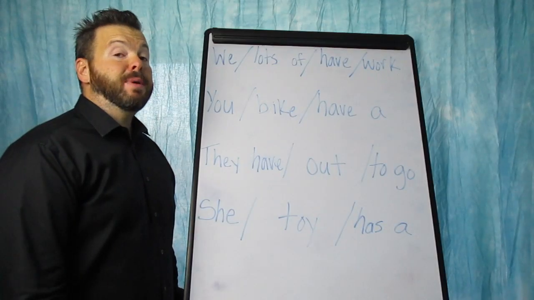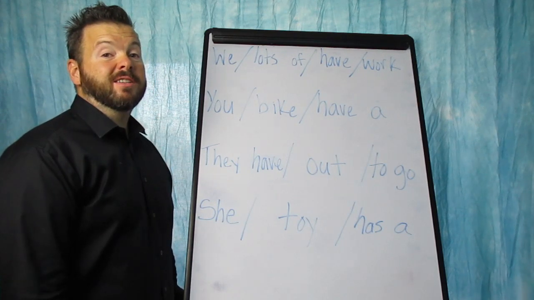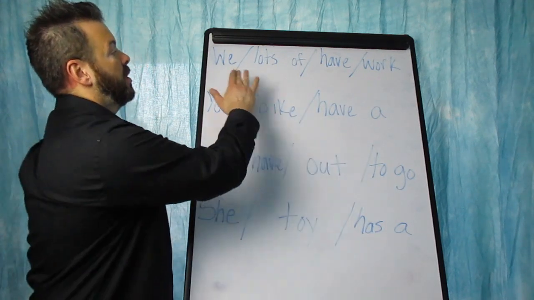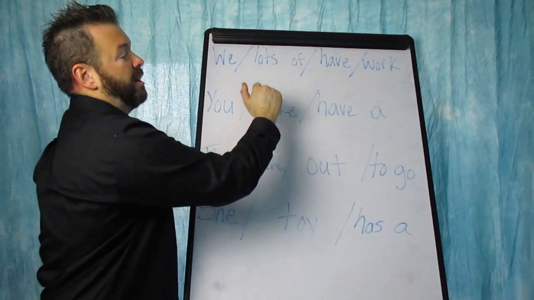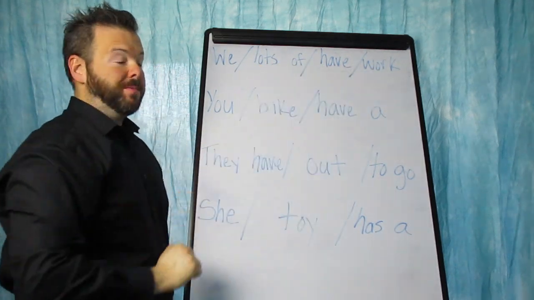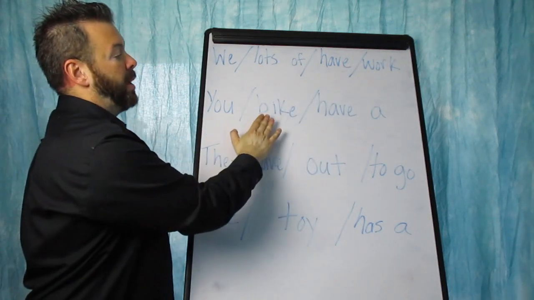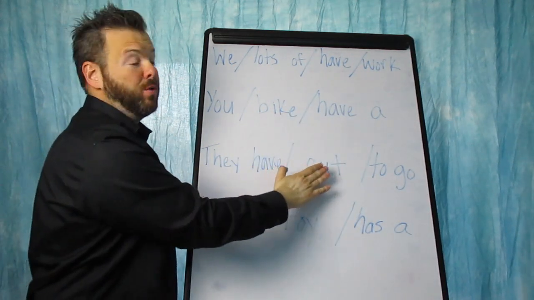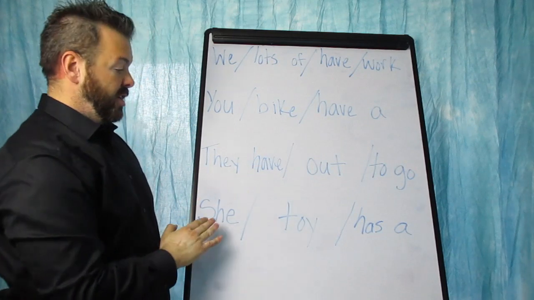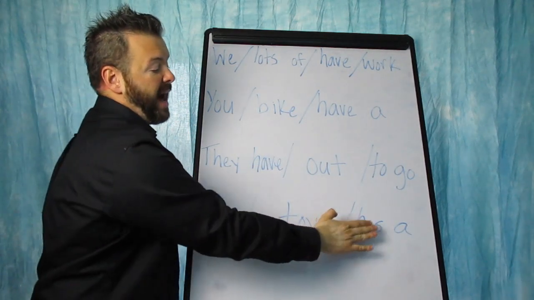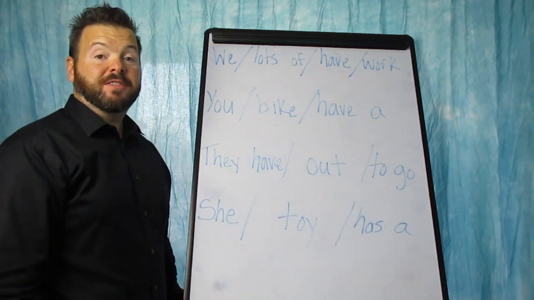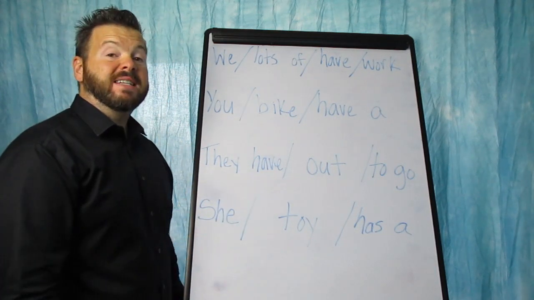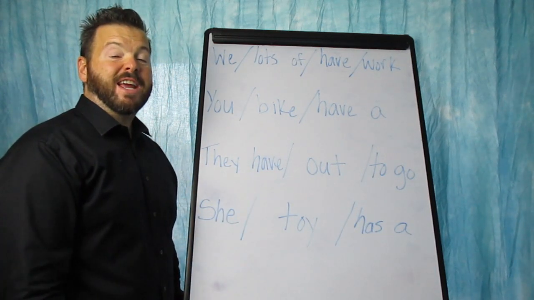Okay, let's make some more sentences using some new words. We, lots of, have work. You, bike, have a. They have out to go. She, toy, has a. Pause the video here, write everything down, and we'll complete the sentences together when you return.